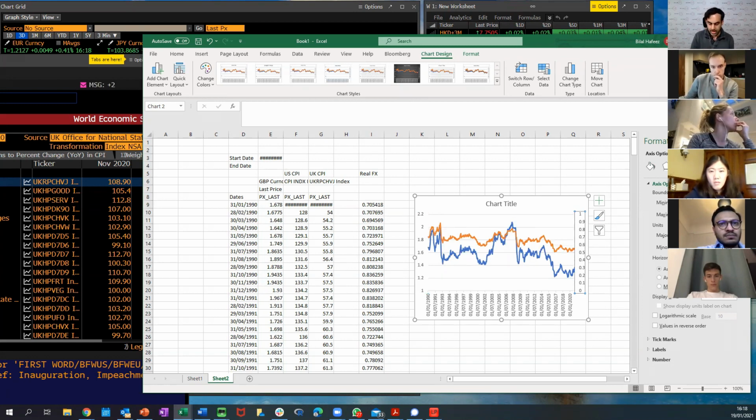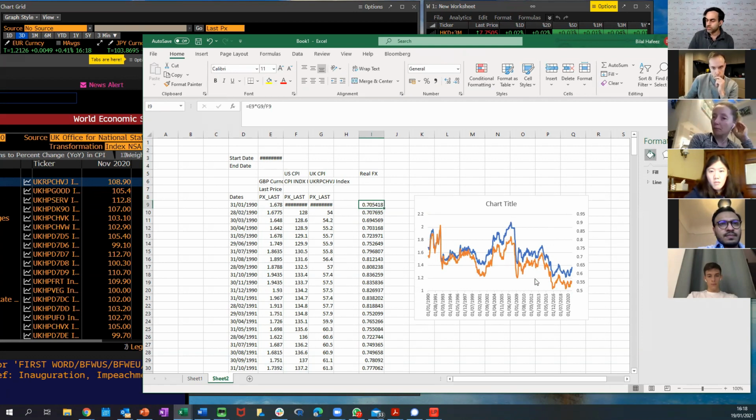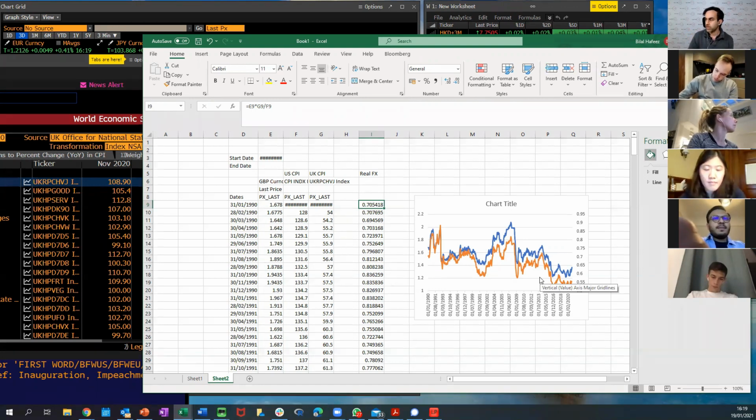So don't worry about the scales, it's 0.7 and things like that, just because we're using the CPIs of different countries, which have their different units. But you can see they roughly follow each other very closely. So what that tells you is that the UK inflation and US inflation have kind of moved together over time. So when you compare rich countries to each other, they normally tend to have similar kind of inflation paths.